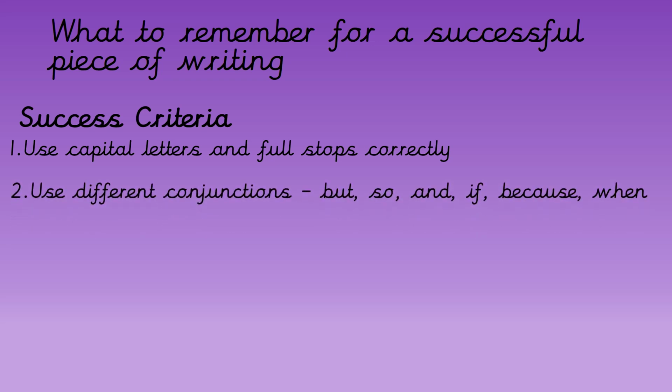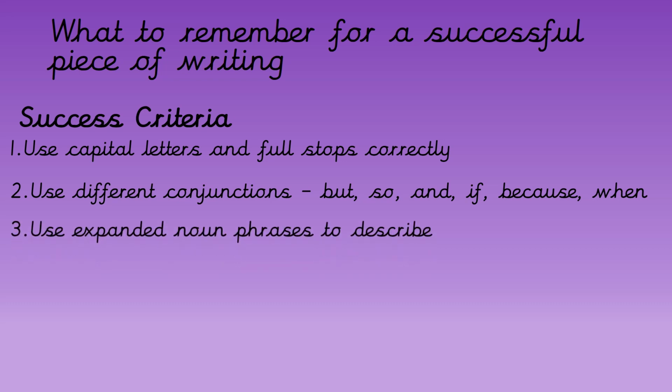Next, use different conjunctions. So I'd like you to try and use a variety, maybe but, so, and, if, because, when, and any other ones that you might want to include. Remember, sentences that use conjunctions can be really interesting for the reader, but we might also want to have a few simple sentences. Next, use expanded noun phrases to describe. Now, you did this last week with your setting description, so you got lots of practice. So when you're describing your characters, make sure you try and use some expanded noun phrases again, just to keep that imagination going for that reader to really imagine themselves in that place, feeling what the characters feel as well.